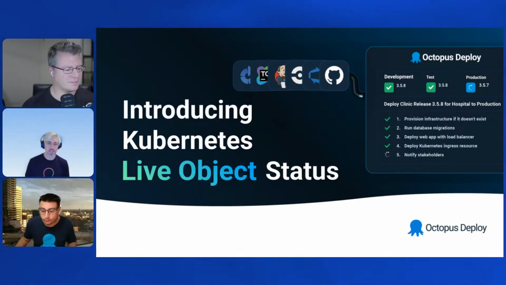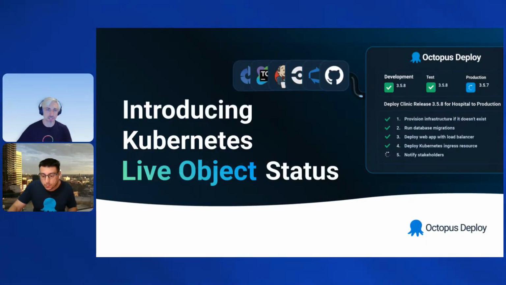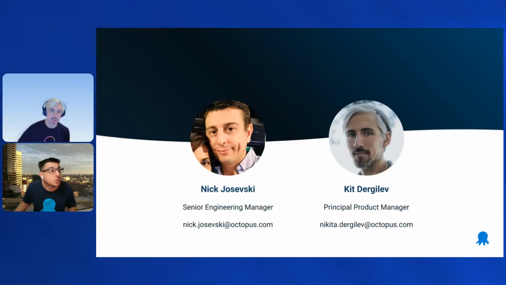Hello, everyone. Thanks, John. Yeah, this is just amazing. So good to be here and present this new amazing improvement for Octopus. So let's jump straight in. Today, we're talking about the new capability in Octopus developed specifically for Kubernetes, and it's a lot of things to cover. So we'll just go through it right now.